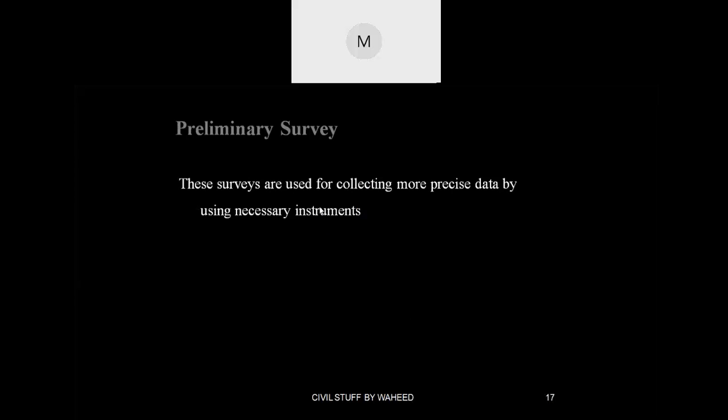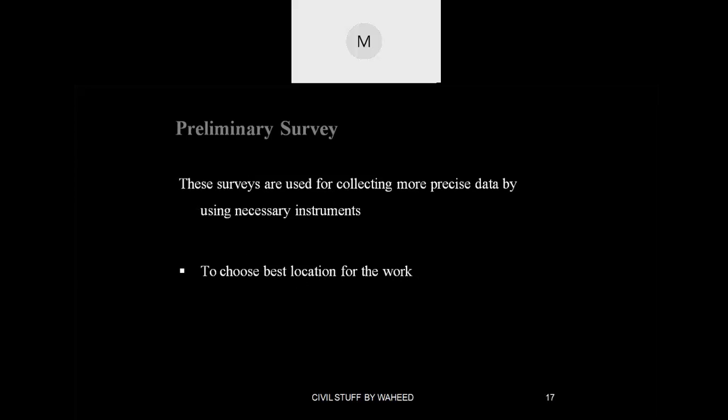Next, preliminary. In this you are going to collect the accurate data. These surveys are used for collecting more precise data by using the necessary instruments. What is the purpose? To choose the best location for the work.